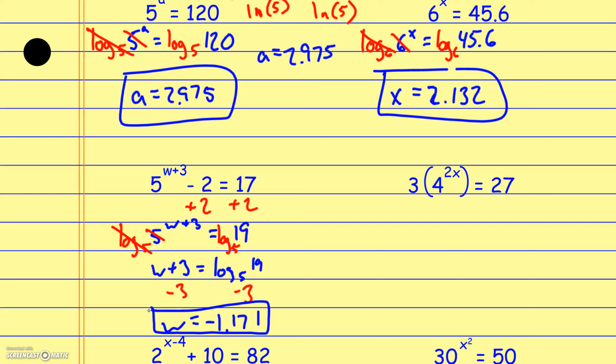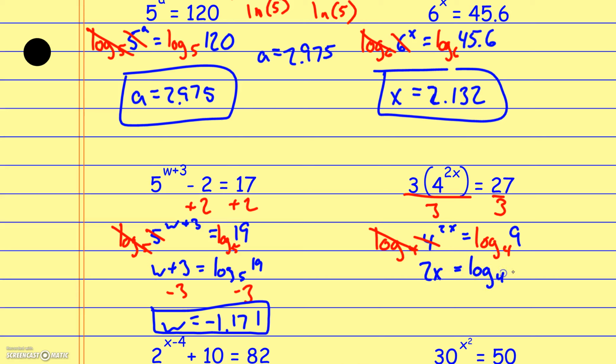Okay. If I look at the next one, again, the exponential part is not by itself, so I've got to get it by itself. I'm going to divide each side by the 3. So now I get the exponential part by itself. This equals 9. To undo 4 to a power, I have to do log base 4. Whatever I do to one side, I have to do to the other side. Okay, and so now again, over here these cancel, leaves me with a 2x.